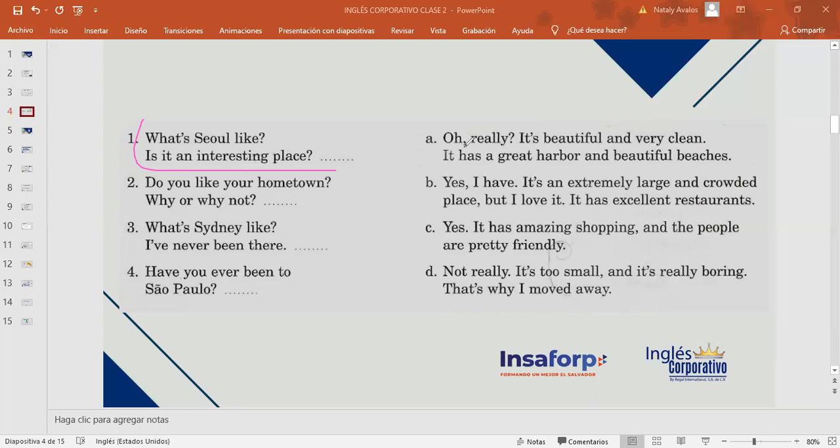What's Seoul like? Yes. It has amazing shopping and the people are pretty friendly. Okay. Is it an interesting place? And you say, yes, it has amazing shopping and the people are pretty friendly. Good. Do you like your hometown? Why or why not?